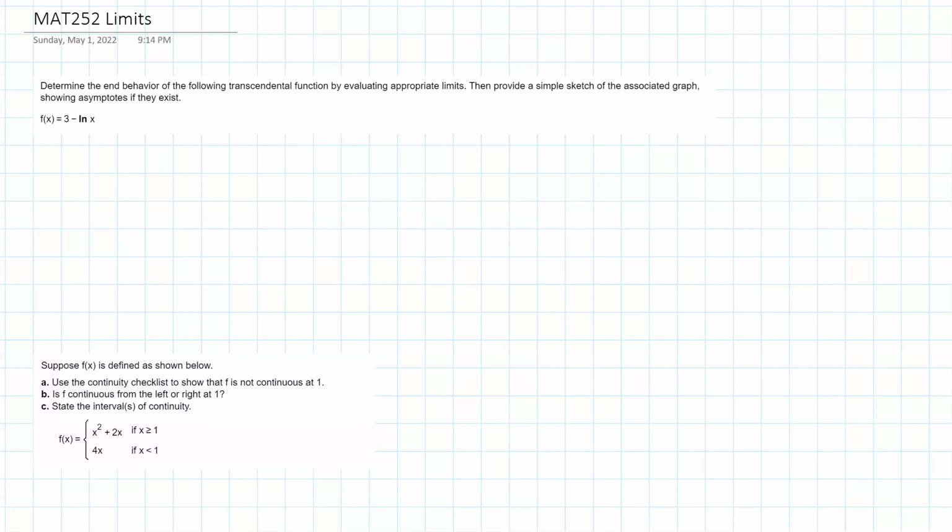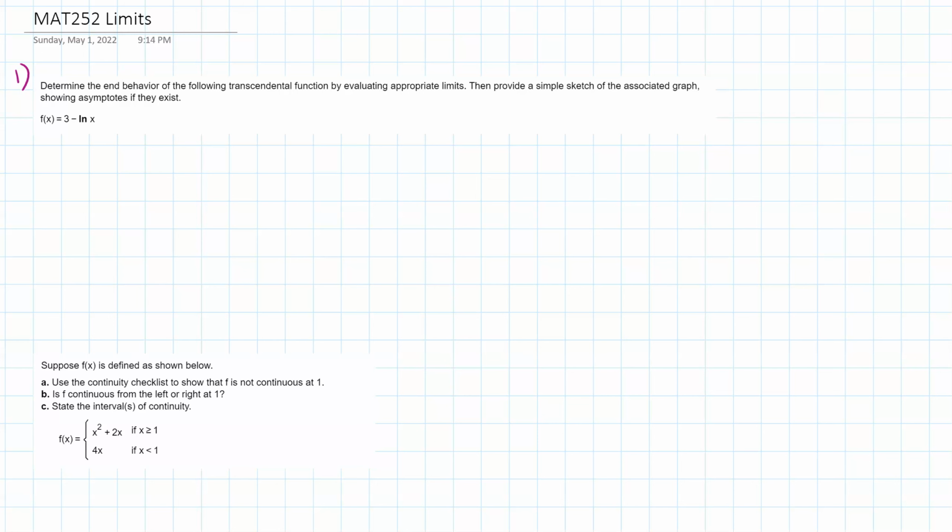Okay, I just want to clear up a couple problems that I saw you guys were struggling with before you have to take a test on this. So these are all questions from week 2, talking about limits and then derivatives. So here, in this problem, we want to determine the end behavior of the following transcendental function by evaluating appropriate limits, then provide a simple sketch of the associated graph showing asymptotes if they exist.